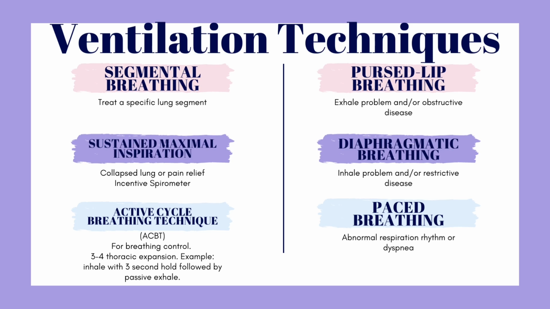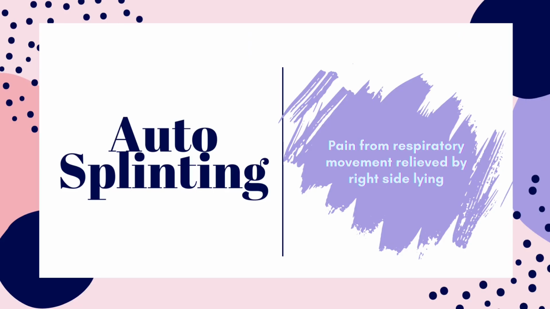Then we have paced breathing. This is used for abnormal respiration rhythm or dyspnea. Next, we have autosplinting. So this is when somebody is having pain from respiratory movement, but is relieved by lying on their right side.